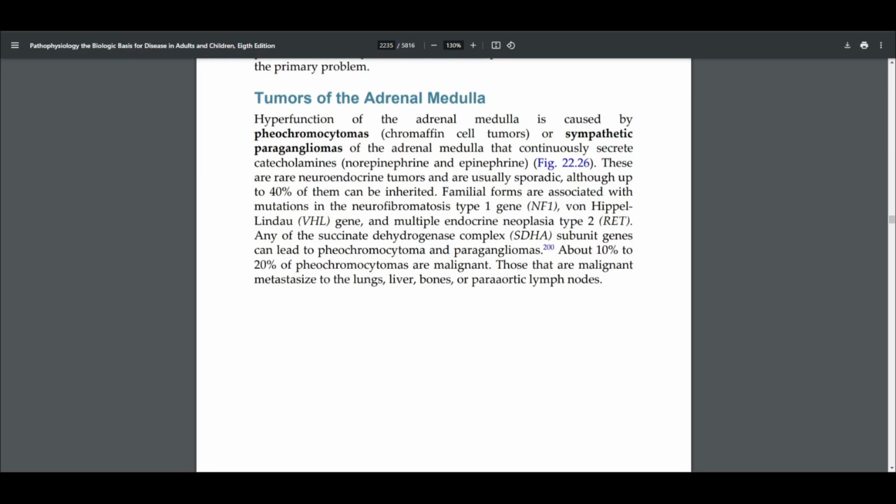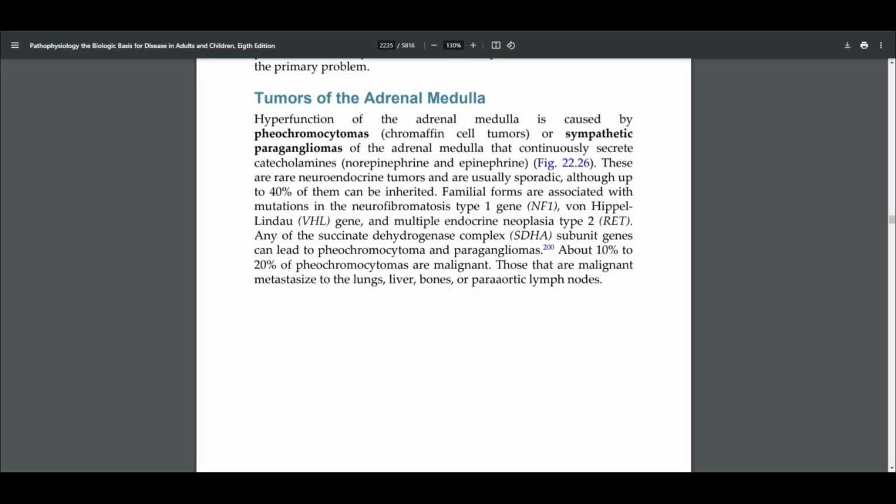Tumors of the adrenal medulla. Hyperfunction of the adrenal medulla is caused by pheochromocytomas or sympathetic paragangliomas of the adrenal medulla that continuously secrete catecholamines, norepinephrine and epinephrine. These are rare neuroendocrine tumors and are usually sporadic, although up to 40% of them can be inherited.